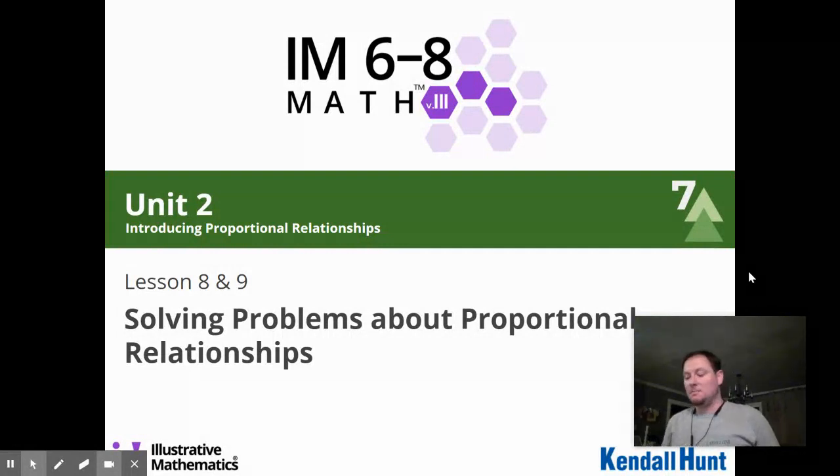I'm going to combine lessons 8 and 9 together in this one, so we're going to jump around a little bit inside the workbook. I put the page numbers on top of the slide so you know where I'm at, and I hit the most important ones in here that I think will benefit you the most. So let's go ahead and get started.